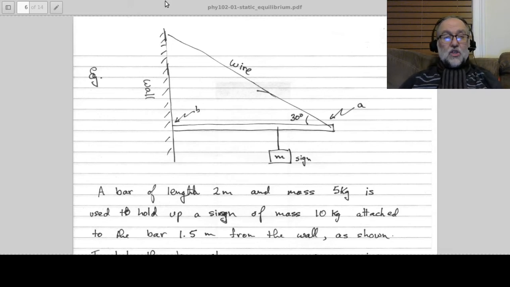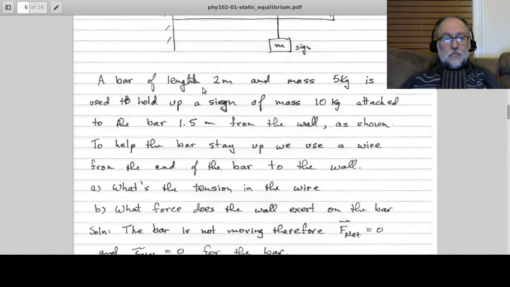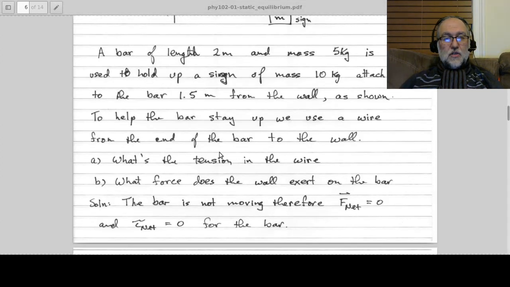All right, so what questions do I want to ask? Well, I want to ask a couple of questions. The first question is, what's the tension in the wire? You can imagine that if I don't put a strong enough wire up there, then we're going to be in trouble, because the wire will break and the sign will fall. The other one is, what force does the wall exert on the bar?